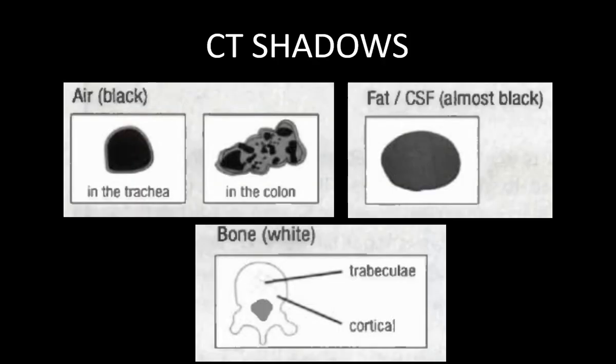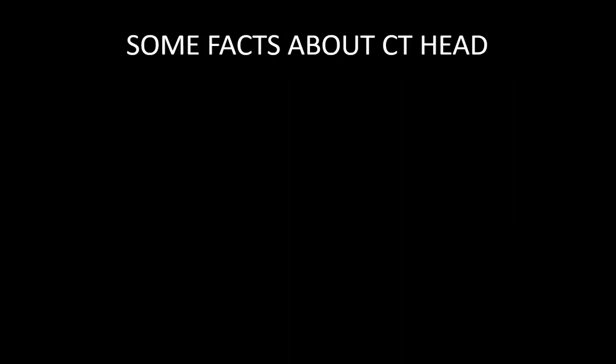Now the CT scans. Some basics about CTs: air looks black, whether it is present in the trachea, in the colon, pneumothorax, anything, and fat and CSF, they look almost black. Bone appears white, and the other structures appear in different shades of grey.